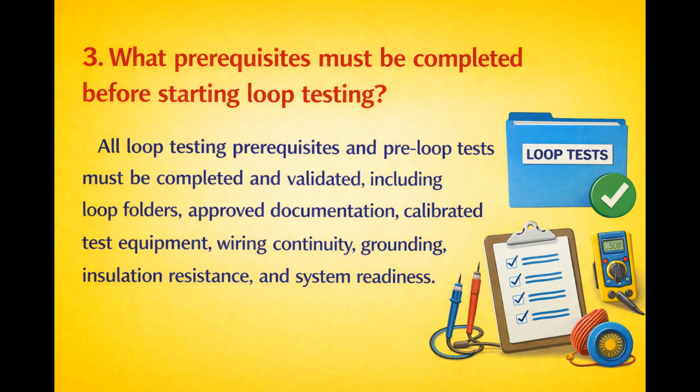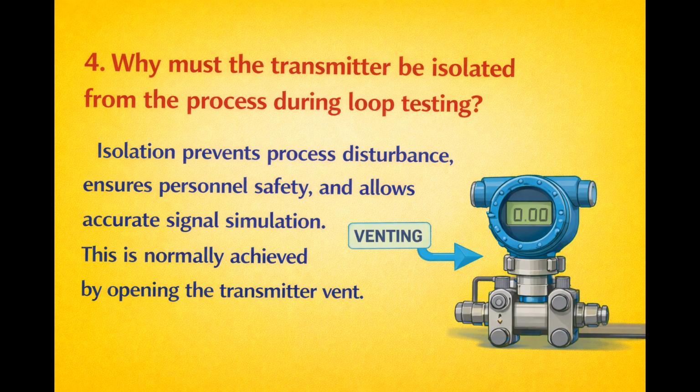What prerequisites must be completed before starting loop testing? All loop testing prerequisites and pre-loop tests must be completed and validated, including loop folders, approved documentation, calibrated test equipment, wiring continuity, grounding, insulation resistance, and system readiness. Why must the transmitter be isolated from the process during loop testing? Isolation prevents process disturbance, ensures personnel safety, and allows accurate signal simulation. This is normally achieved by opening the transmitter vent.